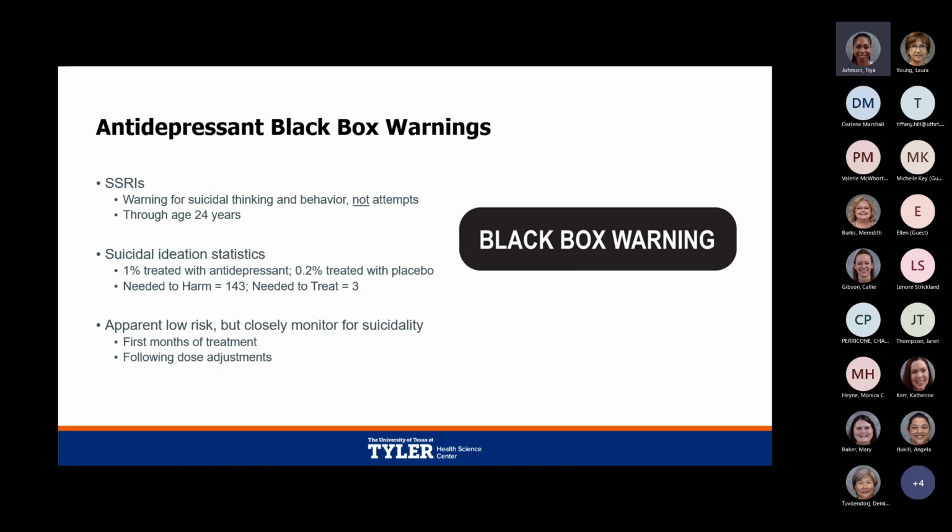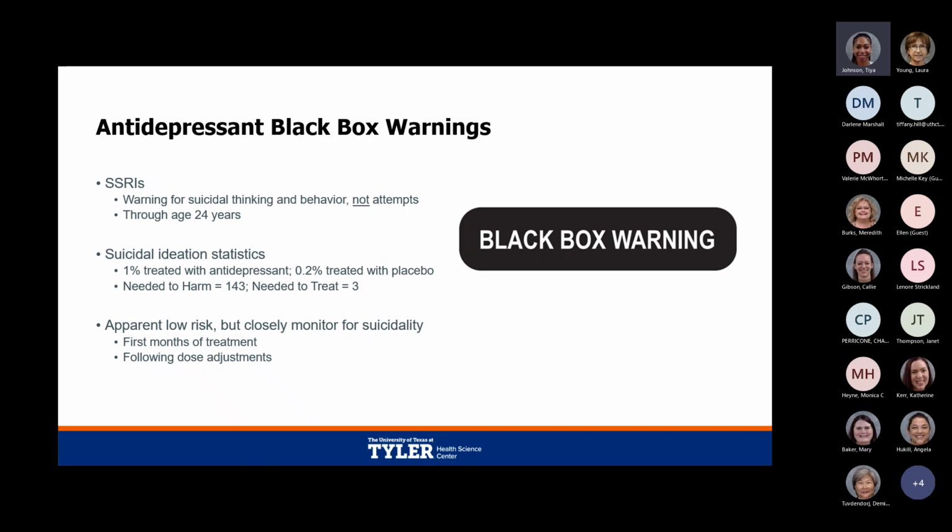Now, when it comes to the antidepressants and the black box warning, all the SSRIs have this black box warning, sorry for getting tongue tied, for suicidal thinking and behavior, but not for suicide attempts, up through age 24. So this black box warning is not that the patients on antidepressants completed or attempted suicide. It's just that they had increased suicidal thinking and behavior, but they did not increase suicide attempts.